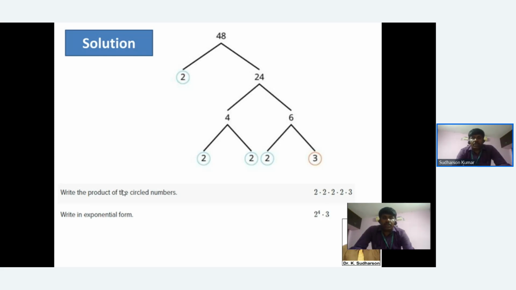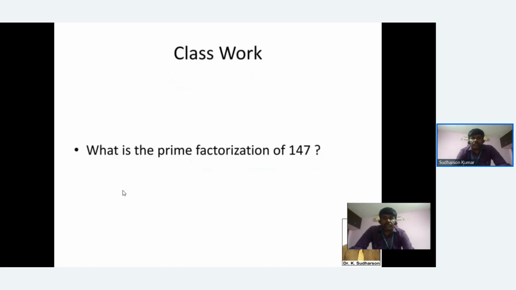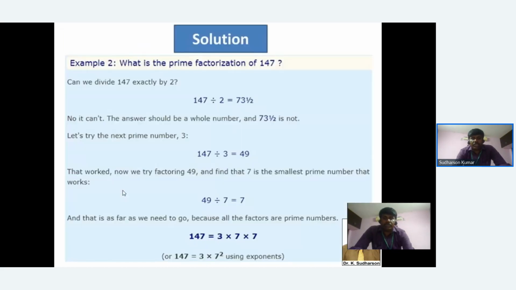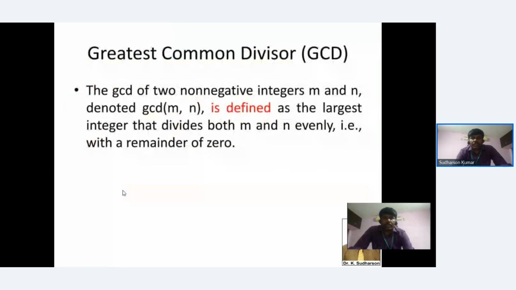So now circle the factors. We get four 2s and one 3. That means 2 power 4 into 3. That is the prime factorization of 48. Likewise, we can do it for 147. Same method, we can use the factor tree method.